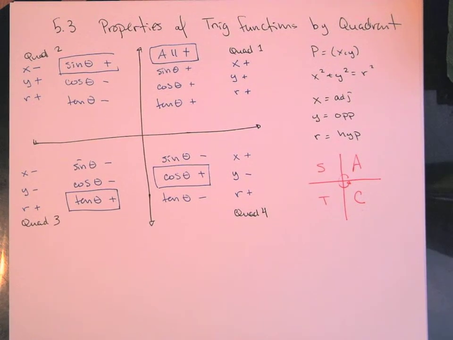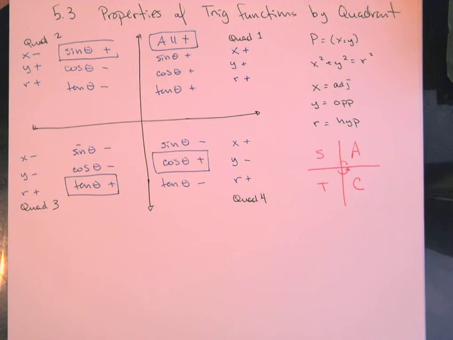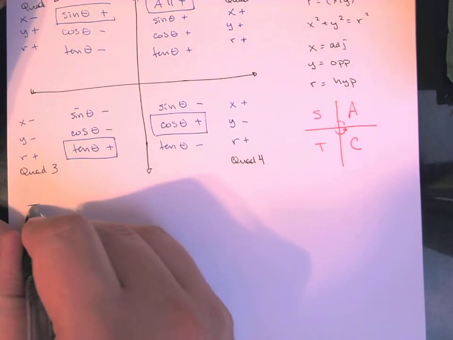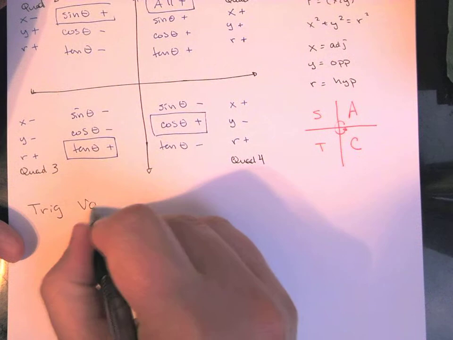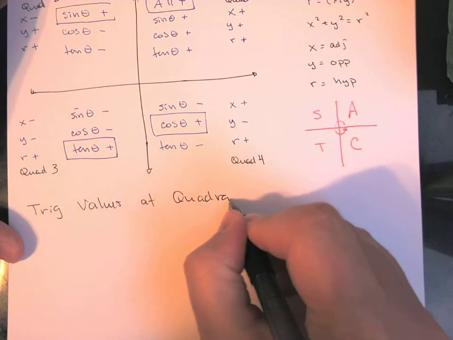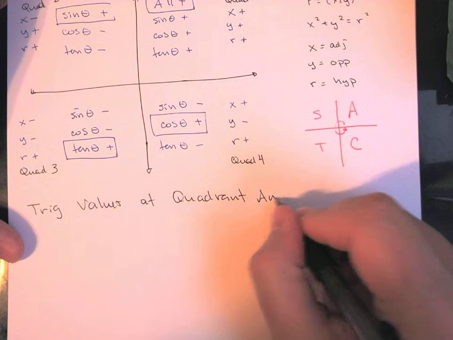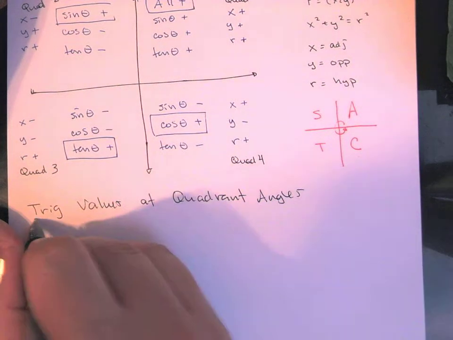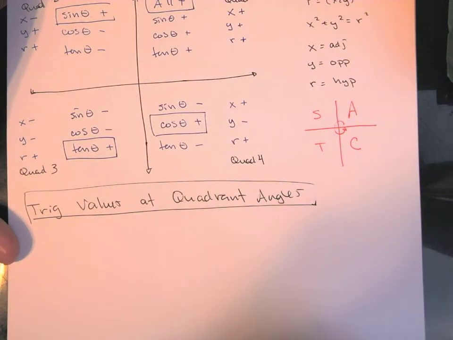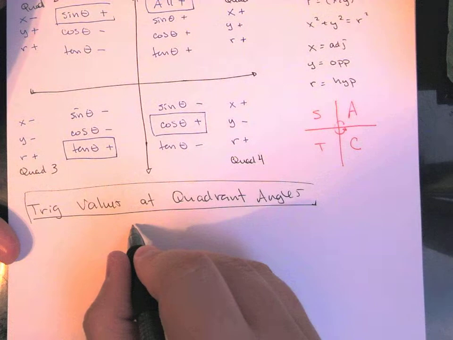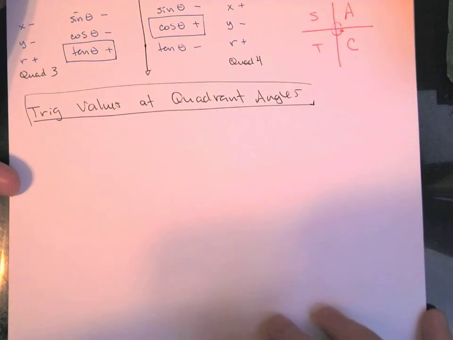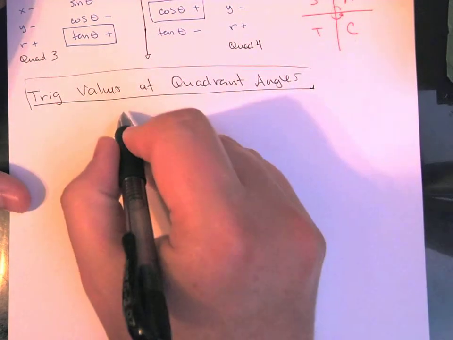Another thing we can do from here is build up and get trig values at the quadrant angles. Our quadrant angles are versions of 90 degrees, versions of pi over 2. Shift this up a little bit. I'll draw another quadrant here.